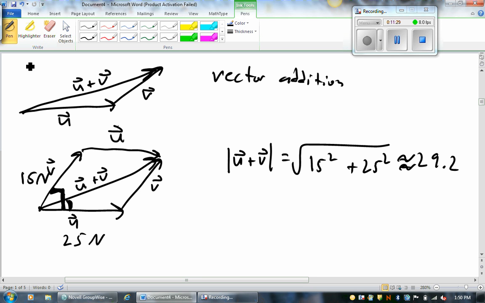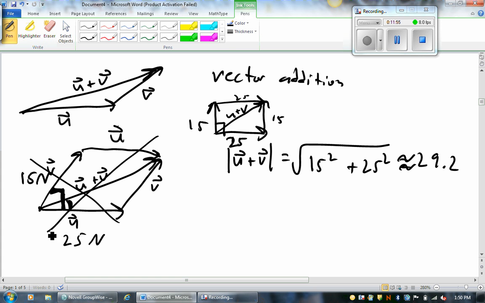So if you guys want, I can redraw. This really should look like this. Here's the 15, here's the 25. Here's the 15 again. Here's the other 25. There's my resultant, my u plus v that I'm looking for. Just to make it a little more clear.